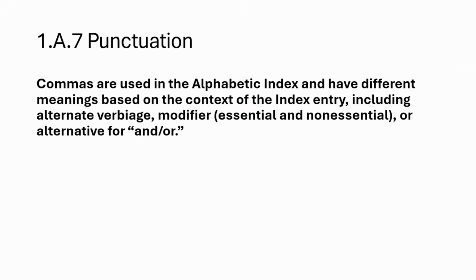Starting with 1A7 for punctuation, there's a clarification here on commas. Now, in the alphabetic index, punctuation matters sometimes more than we think. A comma might not just be a pause. It could be a signal that we need alternate wording. It could be required, like an optional modifier, or act like the word "or," and misreading punctuation can send you to the wrong code. So this one is just a reminder about not just skimming things and making sure that we are reading very carefully when we're looking at this different verbiage in the index.